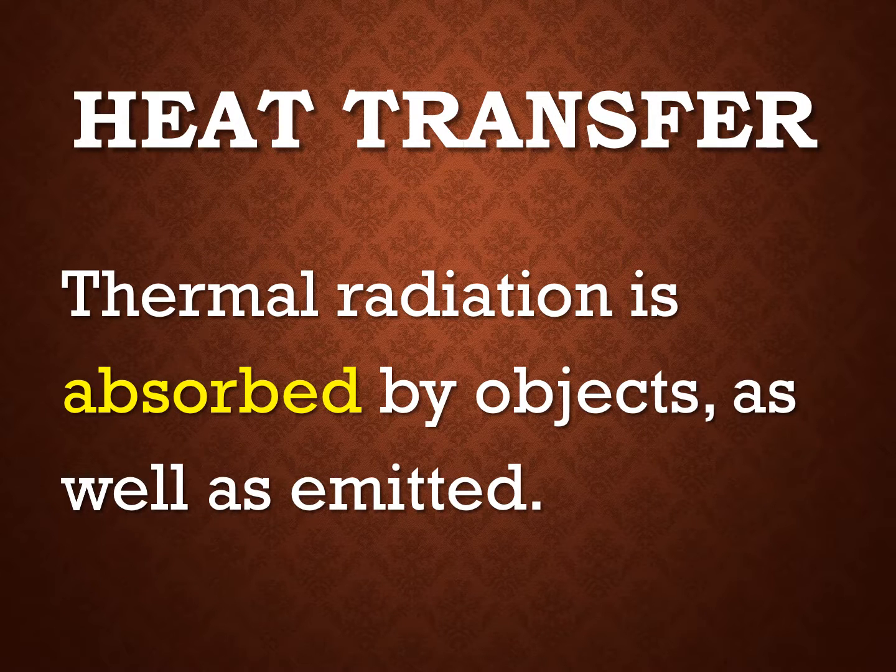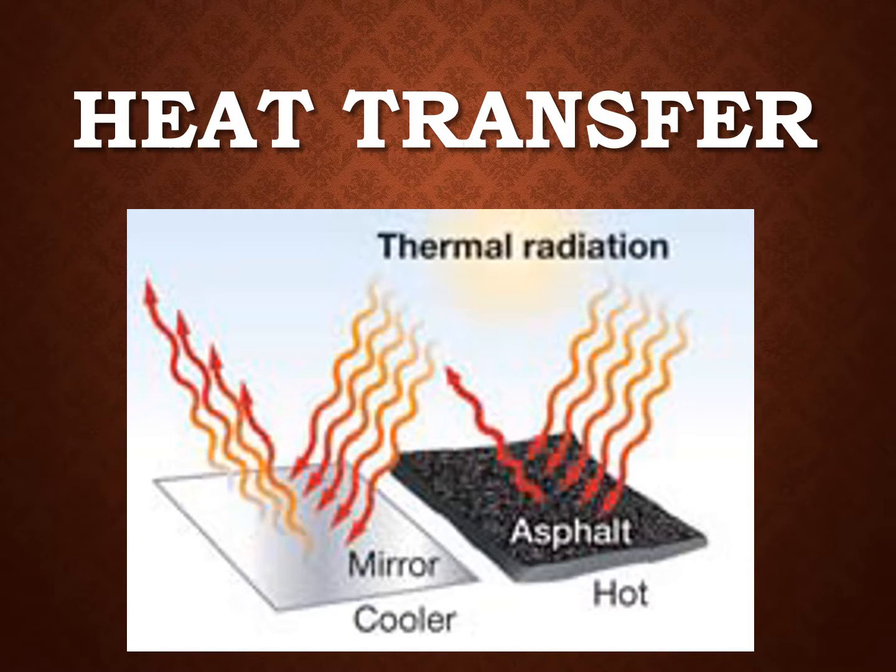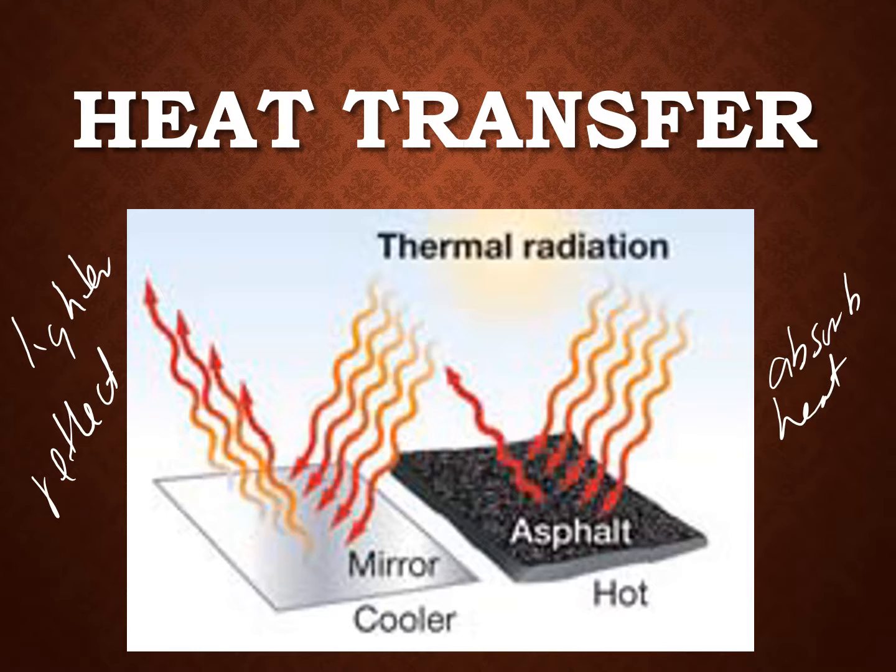Lastly, thermal radiation can be absorbed or it can be emitted, and this becomes very important in real life. When you have dark substances or objects such as asphalt, these things are going to absorb heat, and this explains why you might not want to wear dark colors in the summer. It's going to absorb all that heat and you're going to feel hotter, as opposed to something that's a lighter color, which is going to reflect that heat off, so you'll feel cooler.